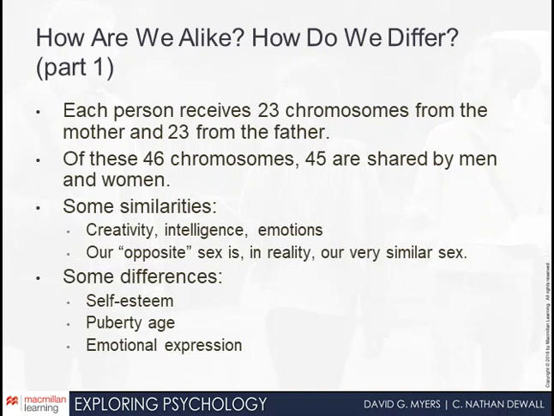How are we alike and how do we differ? Each person receives 23 chromosomes from the mother and 23 from the father. Of these 46 chromosomes, 45 are shared by men and women. Some similarities: creativity, intelligence, emotions. Our "opposite" sex is in reality our very similar sex. Some differences are in self-esteem, puberty age, and emotional expression.